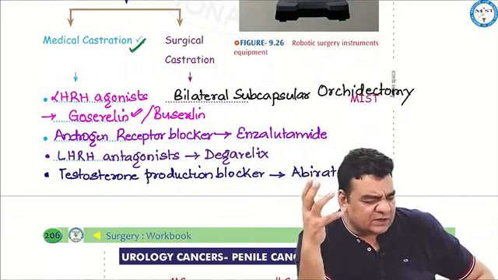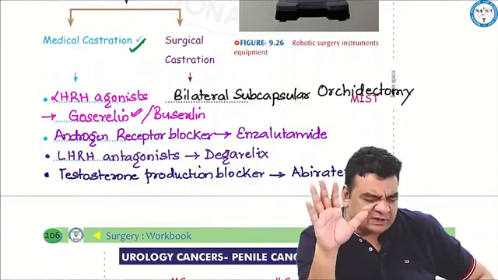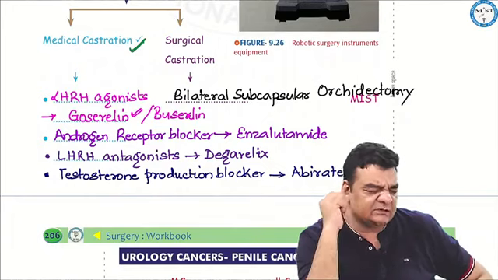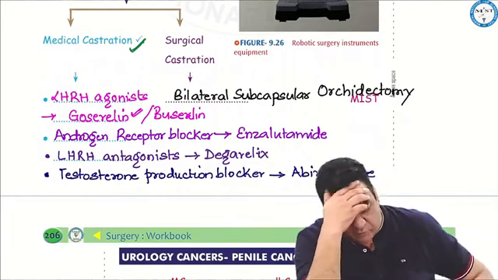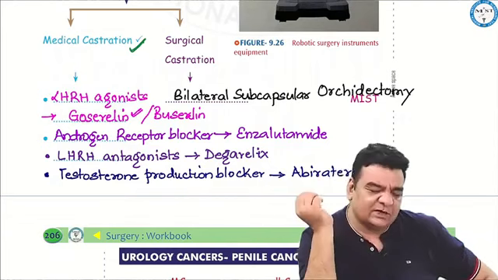So don't do a radical prostatectomy now. Don't destroy the prostate now. Let the patient lead a good quality of life. Do active surveillance in these patients. Keep a close watch. Keep a follow-up in these patients. Keep calling these patients after every 6 months.